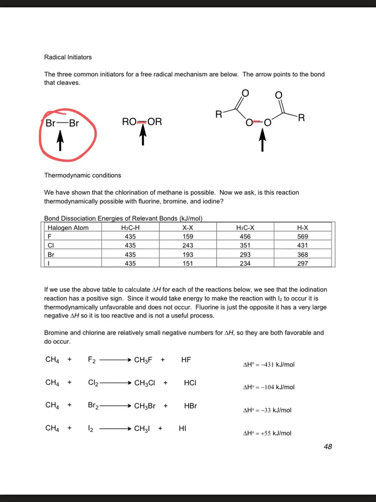Is this reaction thermodynamically possible with bromine, fluorine, iodine, and chlorine? Okay, so if we look at all of these, we see that the ones that are most likely to happen are the HBr and the HCl. The iodine is very positive, plus 55, and the fluorine is minus 431. And people don't like working with fluorine, so we'll stay away from it. Okay, and the iodine isn't very likely to occur.